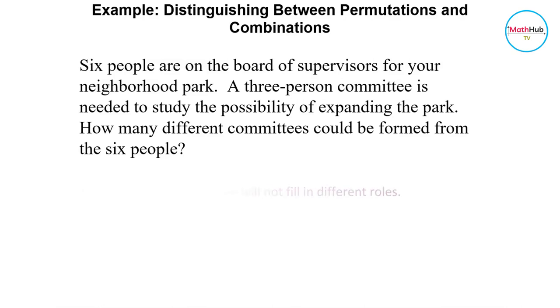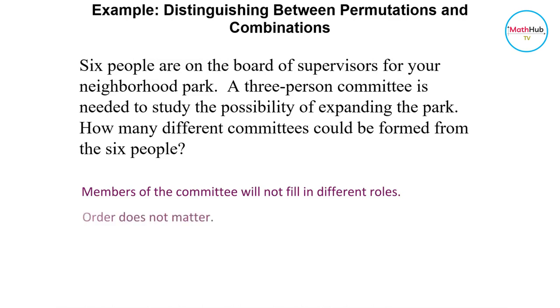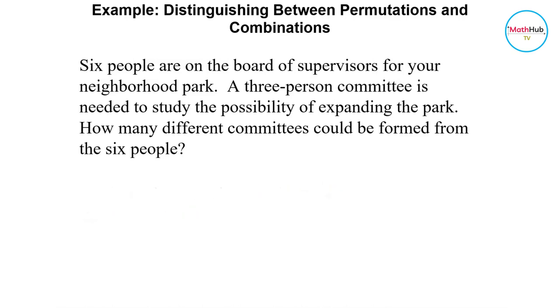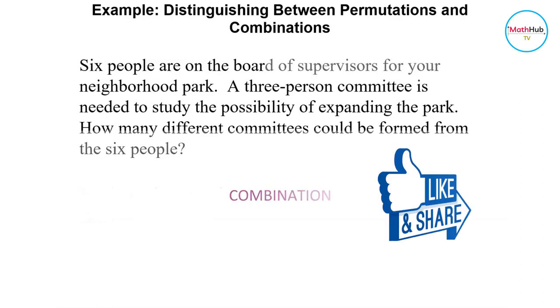Unlike the previous example, the members of the committee here will not fill in different roles. The 3 people who are members of the committee will serve in the same capacity. So therefore here, we can say that the order does not really matter. So therefore, this is a combination problem.